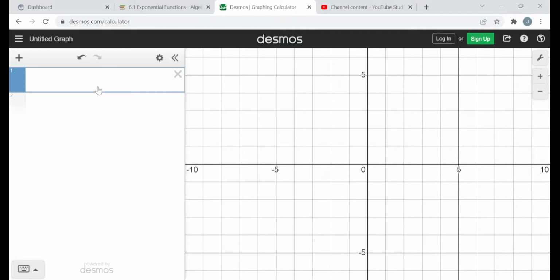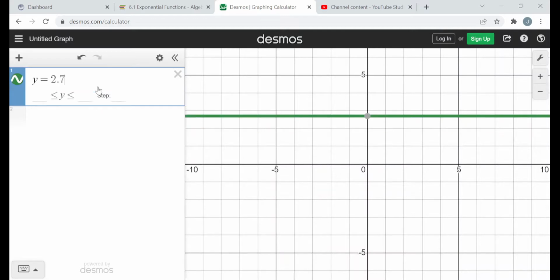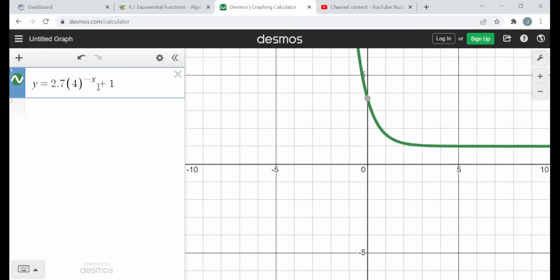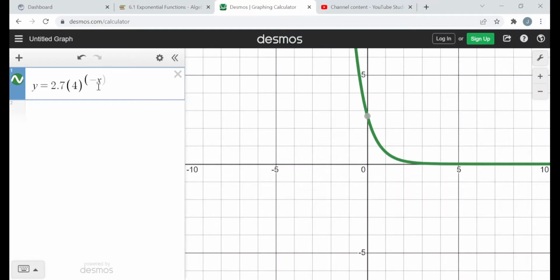So I'll put in that initial term. y equals 2.7 times base 4 raised to the power of negative x plus 1. Oops, that plus 1 should be in the exponent. Put that in parentheses then. Okay, so that's all in the exponent. And you see it's an exponential function, right? The domain is all real numbers. The range is all positive numbers. You have a horizontal asymptote at the x-axis.